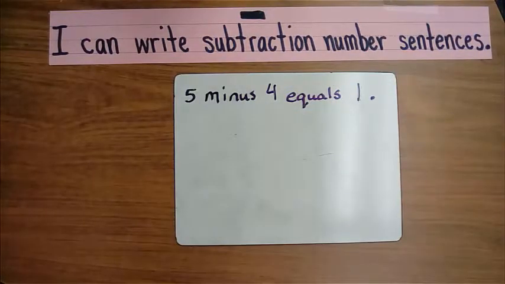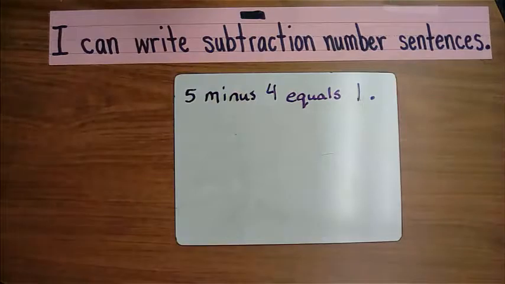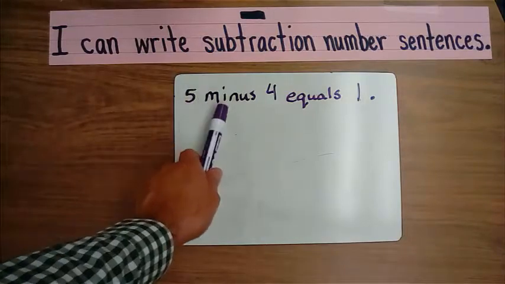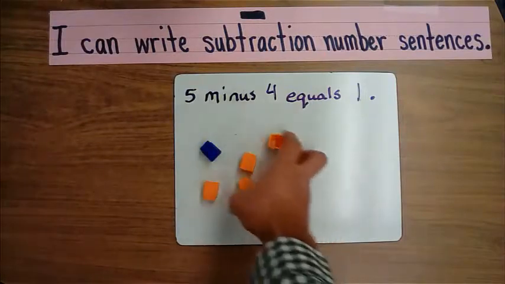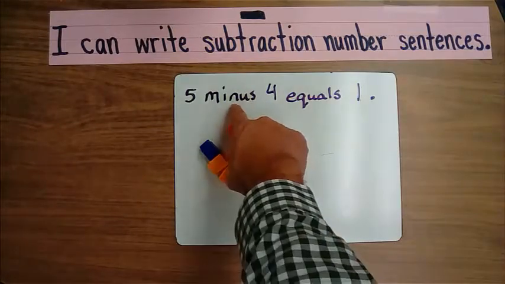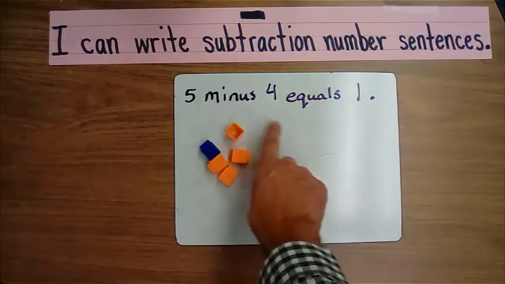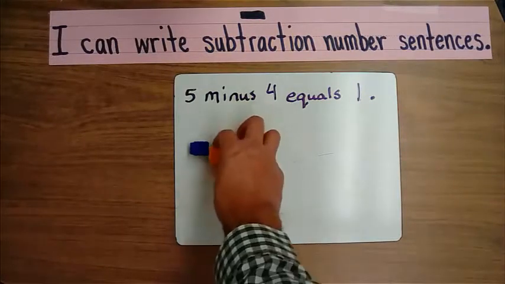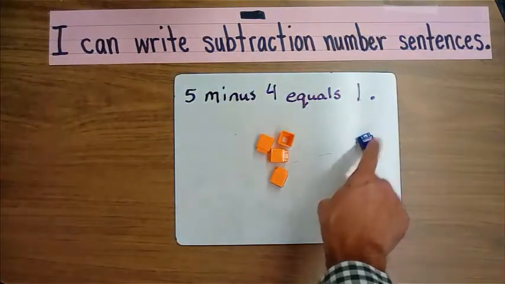Okay boys and girls, so our learning objective for today is I can write subtraction number sentences. Now let's take a look right here at our whiteboard, and it says 5 minus 4 equals 1. So what does that look like? Well, if I have 5 blocks, minus just means to take away 4. So how many are we minusing or taking away? We're going to take away 4. So we have 5 minus 4 equals 1. We have 1 left over.